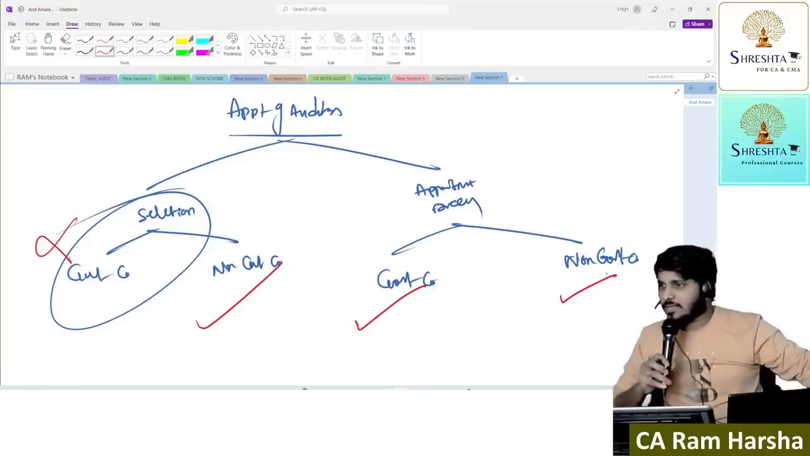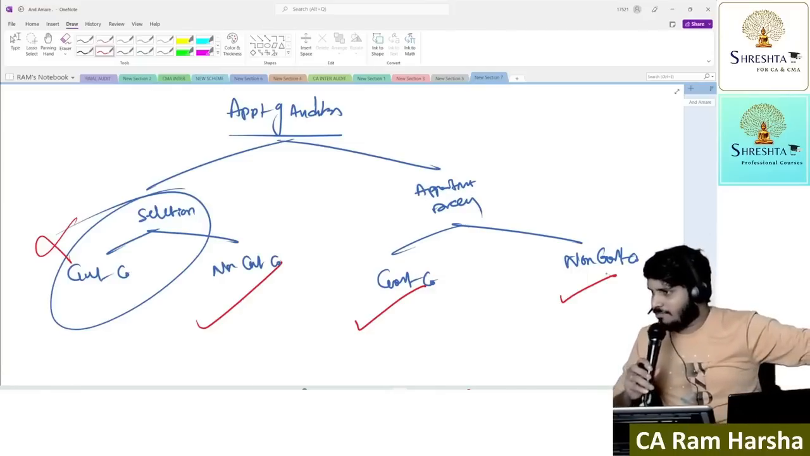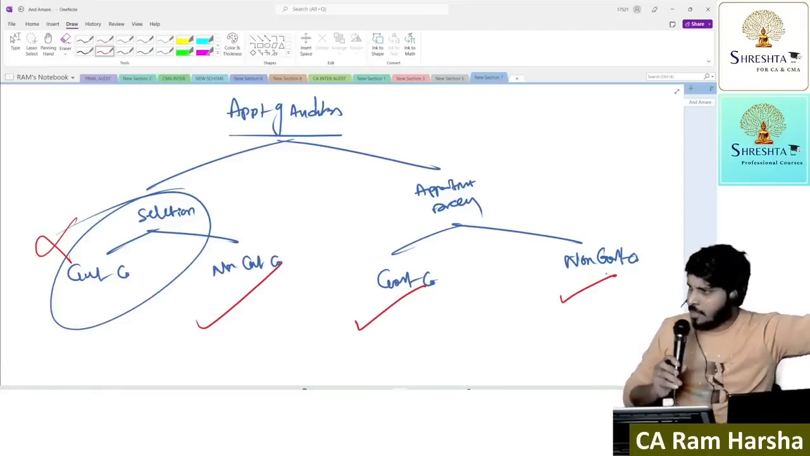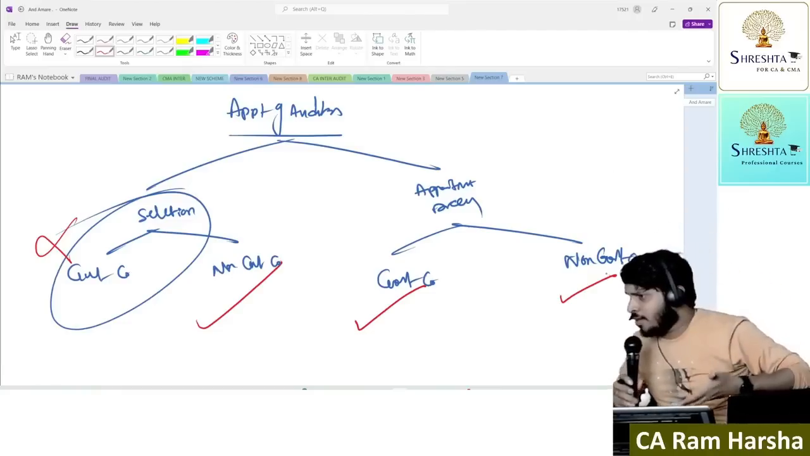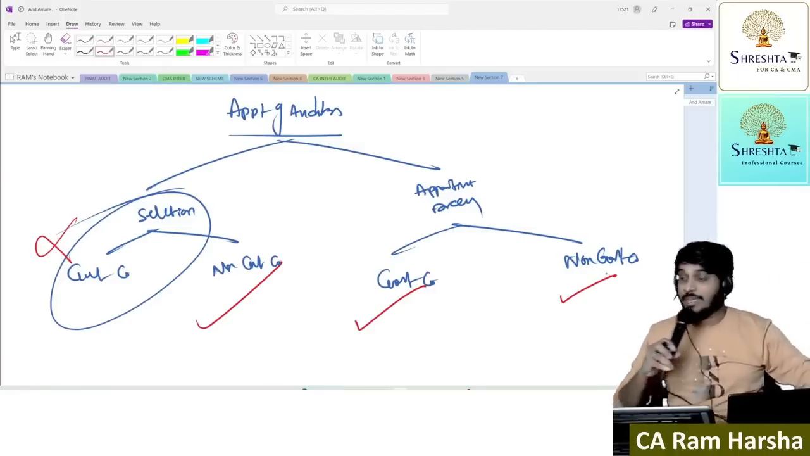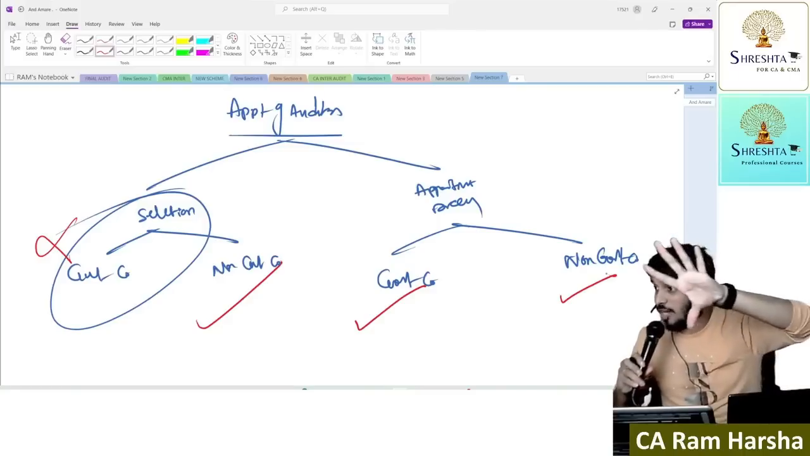What is public limited? I'm open to public. My company shares are open to public. My members can sell to anybody. Anybody can buy and become a member. That is public limited. Understood the word public limited means what? Private limited means what? Concept part.